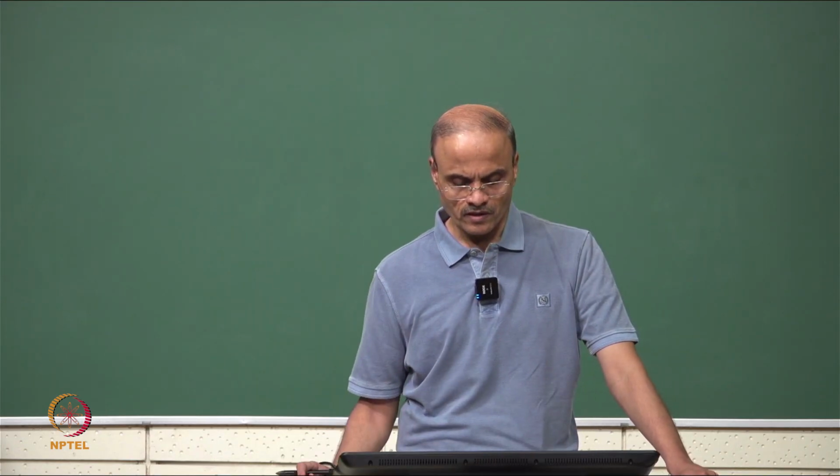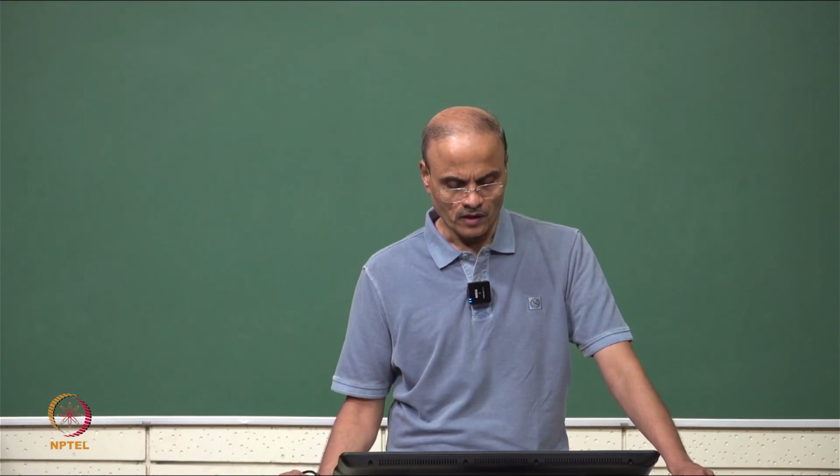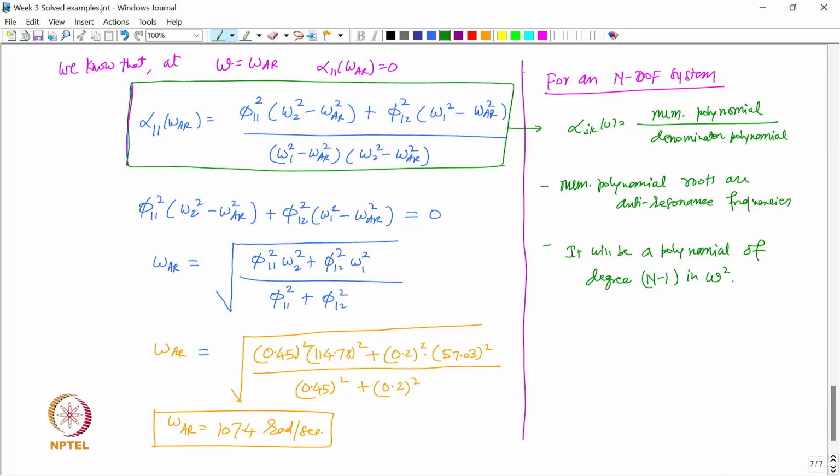And in the present example also we saw that the numerator polynomial is of degree 2 minus 1, because 2 is the degree of freedom. So, 2 minus 1 is 1. So, in the present case the degree of the numerator polynomial is 1 in omega square, which led to one value of anti-resonance frequency. So, I think maybe we can now go to the next example.